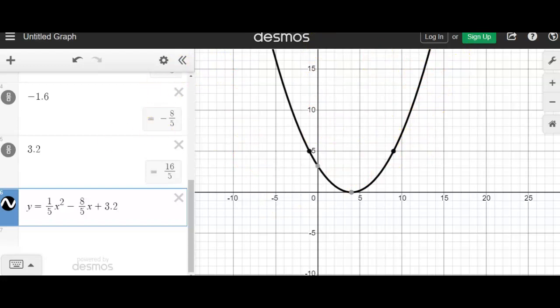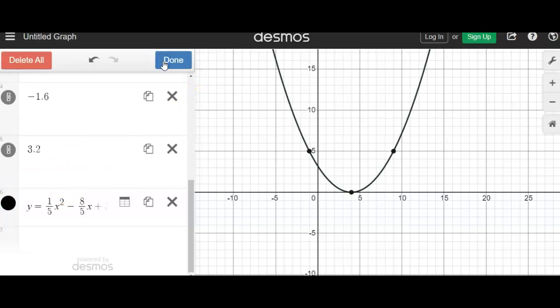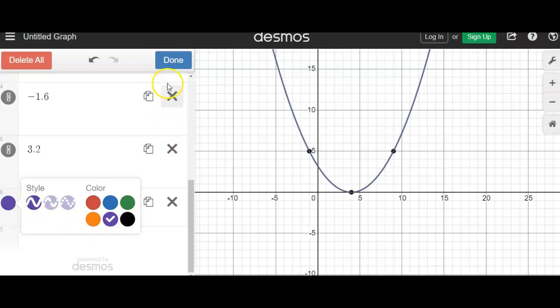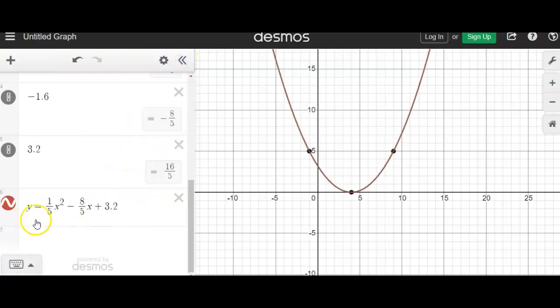Just FYI, if you want to change colors, you can click on that little gear and change to a different color if you want to. And so there's the parabola that goes through the 3 points. The only way you can learn to use a computer program like this is to practice a computer program like this.